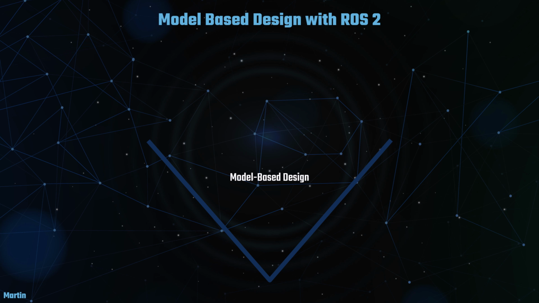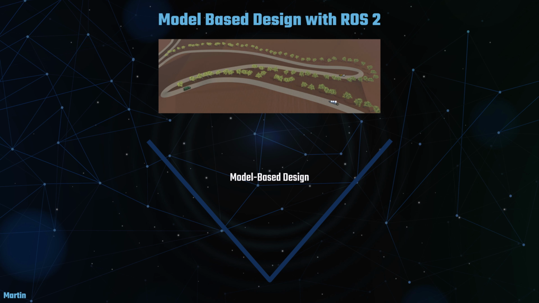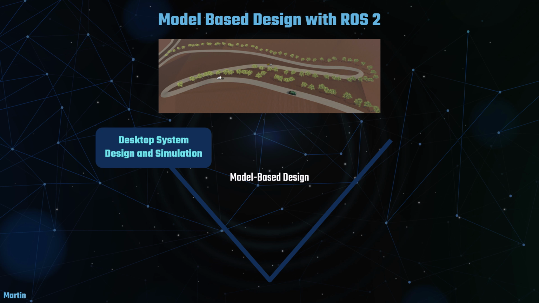To demonstrate how model-based design accelerates development and testing in ROS 2, we'll use an example of a path-following controller for a ground vehicle throughout this session. We'll explore how model-based design can enhance various stages of the development lifecycle, including desktop system design and simulation. We'll begin by designing and simulating the algorithm in a desktop environment to validate its behavior before transitioning to ROS 2. Next, ROS 2 software design and simulation.